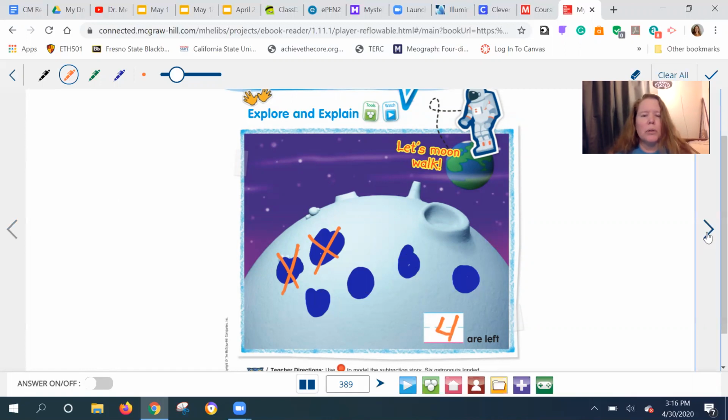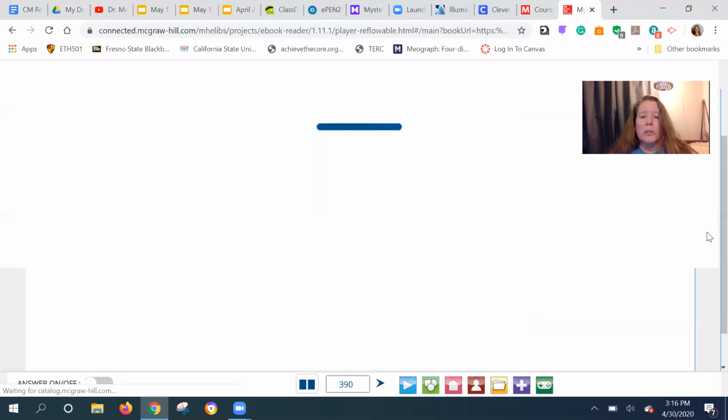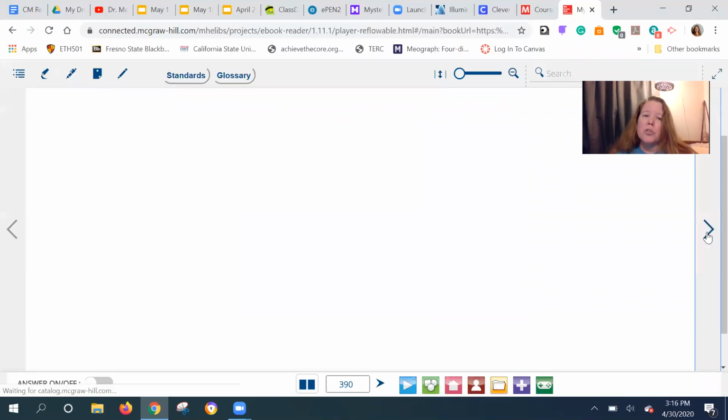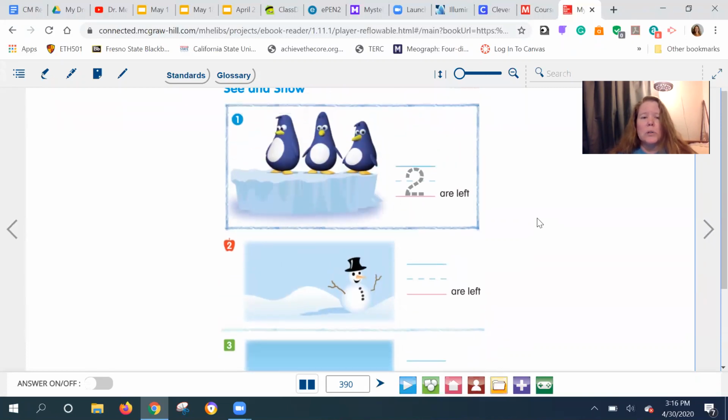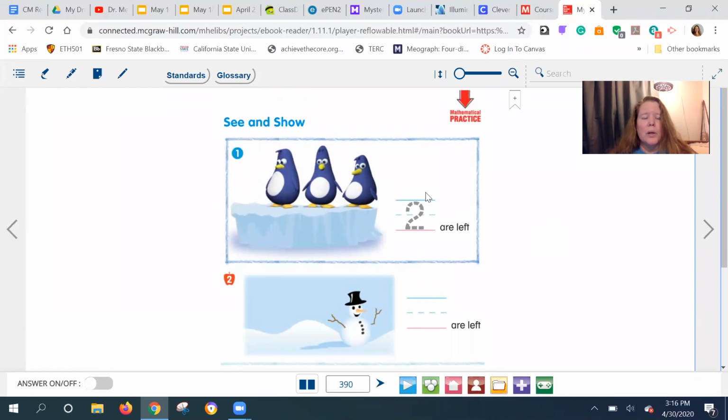All right, let's move on to the next page. This is much like the last lesson, except that they're having you write the number in once you're done with your picture, right? And we're not looking for elaborate fancy pictures. We just want to make sure that we have dots and that we've stuck in our answer. So you can see here that we have 3 penguins, and something must happen because we only have 2 left.